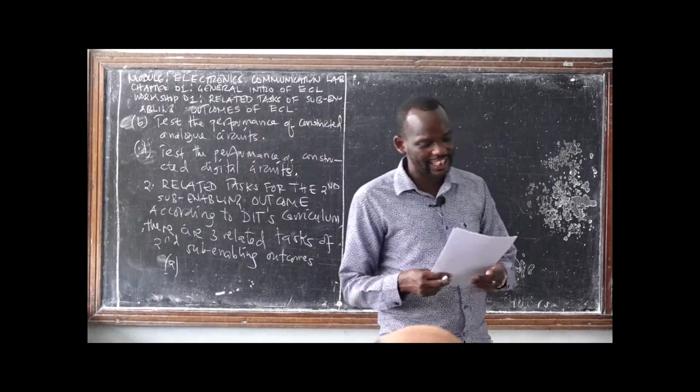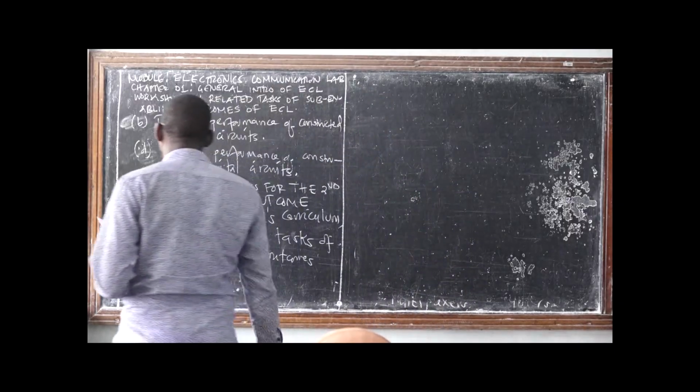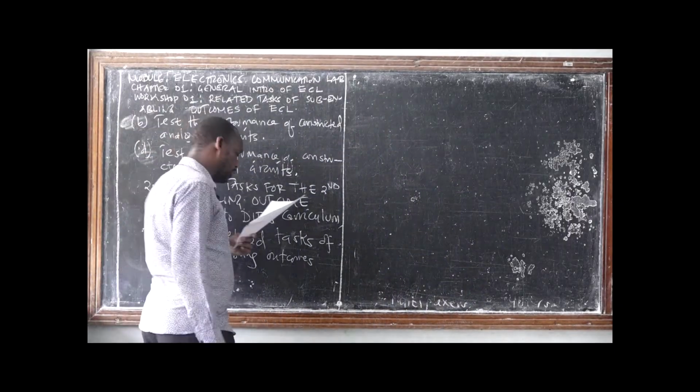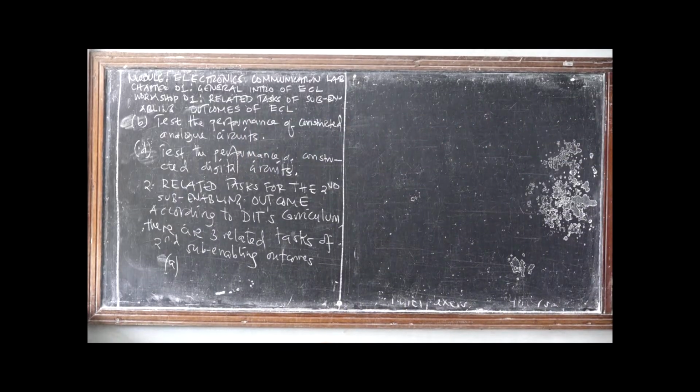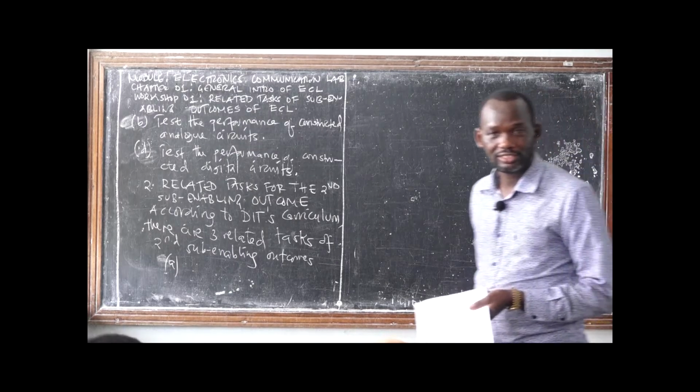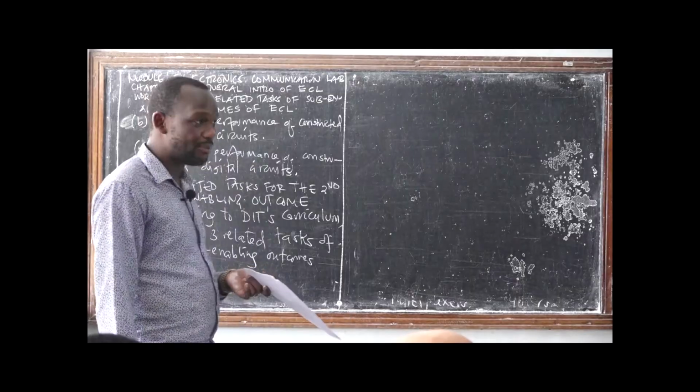Okay, so there are 3 related tasks for the second sub-enabling outcome that reads, use electronics tools and equipment to measure electrical parameters of analog and digital circuits. That's the voice of one person in this class. And you heard the voice of who? More than 50 people in this class who are not actually happy at all. I don't know, maybe because it's Wednesday and it did not rain, because others are not happy if it did not rain. Because if it did not rain, they have to come to college. If it rains, they don't come.